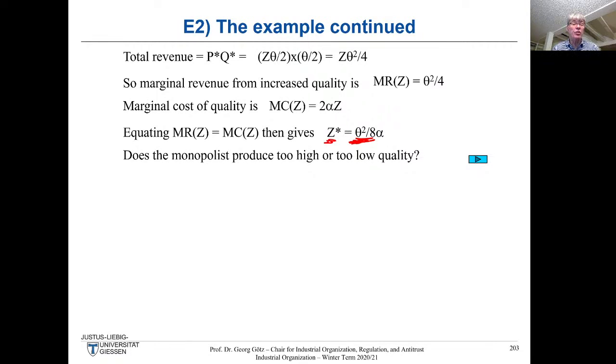But given that I run out of time anyway, you will have to wait for the answer whether this quality level is too high or too low compared to what a social planner would do, or what would maximize social welfare or total surplus. We will only look into that next week.